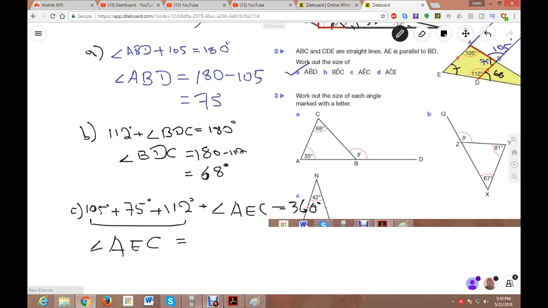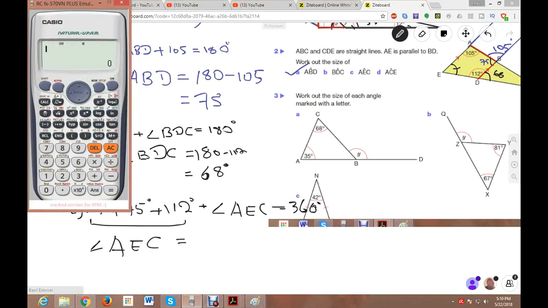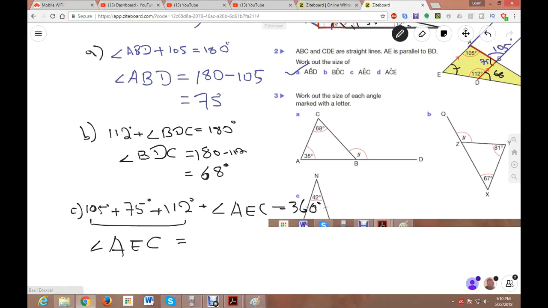So AEC comes out to be 68. This is one way of getting your required angle.